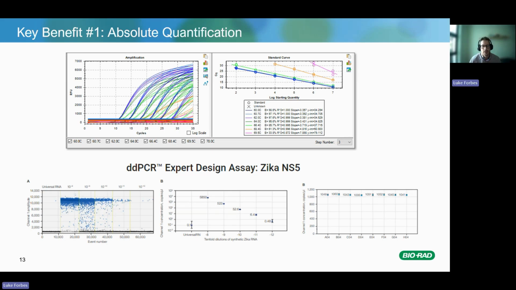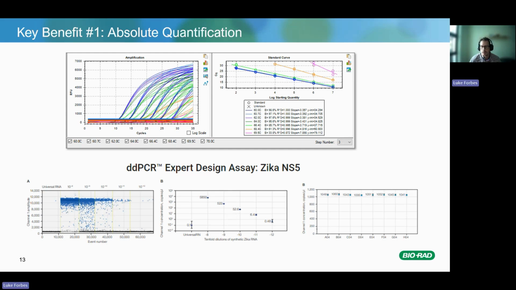you'll see on the left side of that top chart, the amplification curves are color-coded for each of your gradient temperatures. That's the assay optimization step. And you can see at a quick glance that the blue and the dark green curves have the best sigmoidal shape, that S shape, and appear to cross the threshold earlier than some of the other temperatures, like your orange and pink, which are struggling.